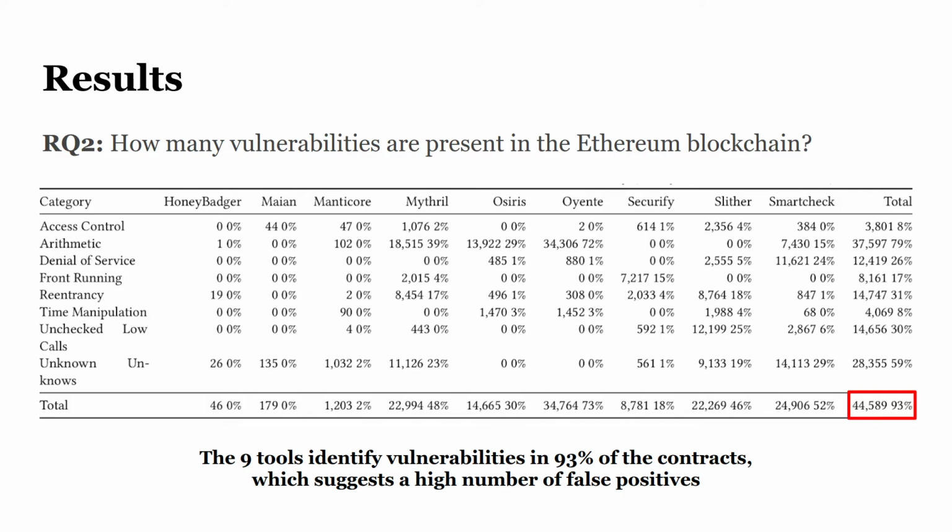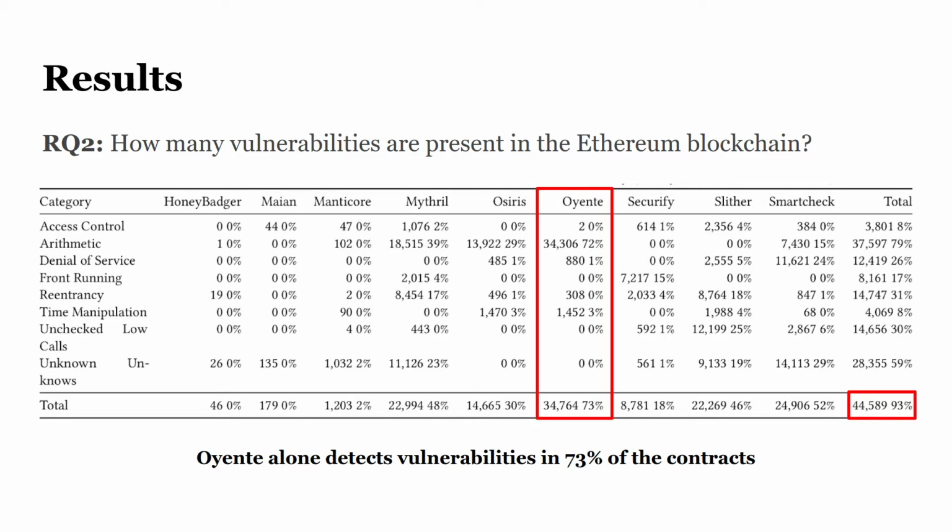Regarding the second research question, we used the larger SB Wild dataset. In this case, the 9 tools identify vulnerabilities in 93% of the contracts, which suggests a high number of false positives. Oyente alone detects vulnerabilities in 73% of the contracts, mostly of the category arithmetic.